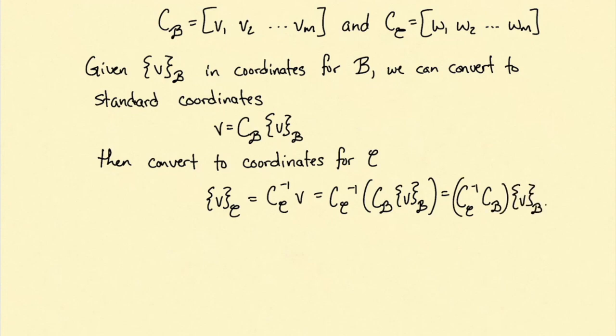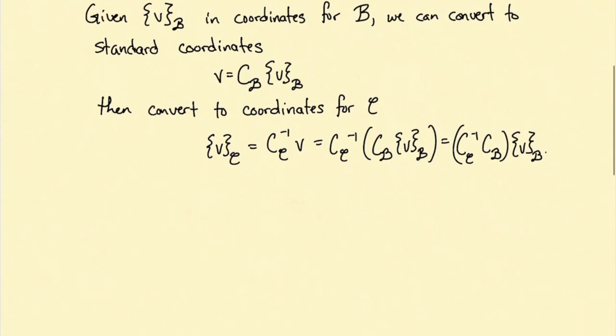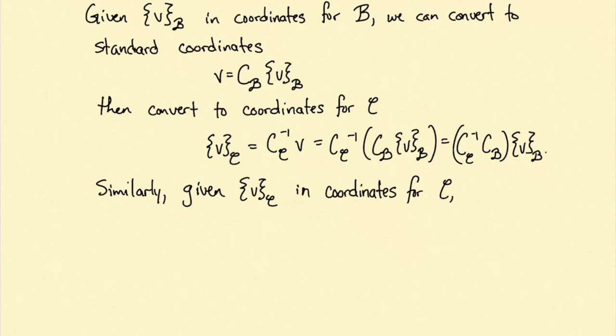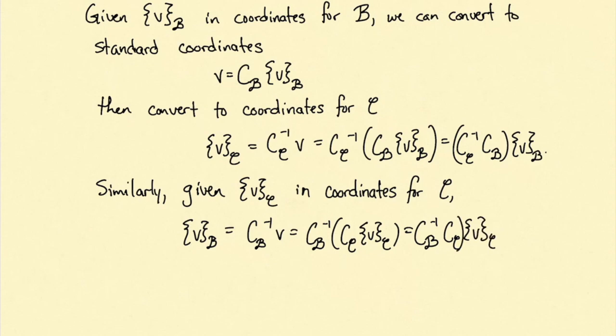So this tells us if we take a vector expressed in the coordinates for B, we multiply that vector by the matrix whose columns are V1 through Vm, and then multiply that by the inverse of the matrix with columns W1 through Wm, then we can convert directly to coordinates in C. Similarly, if we're given a vector expressed in the coordinates for C, we can convert that to standard coordinates by multiplying by the matrix C sub C, and then convert from standard coordinates to the coordinates for B by multiplying by the inverse of C sub B.